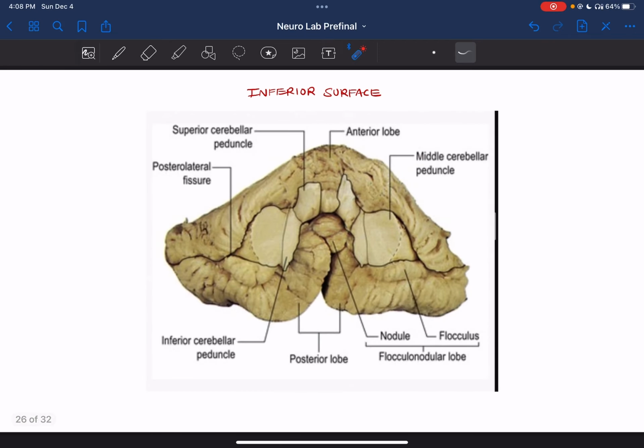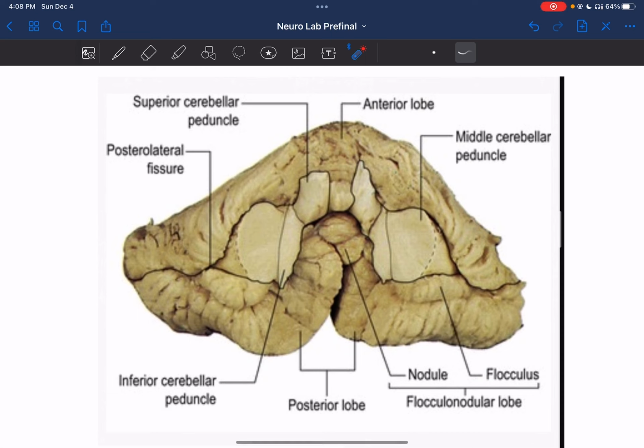Now, the inferior surface, let's revise again. The superior cerebellar peduncle is more medial, and here you have the middle cerebellar peduncle, the biggest one, and this is your inferior cerebellar peduncle. Okay. Now the nodule and the flocculus together form the flocculonodular lobule, which we saw in the flattened diagram also. Now again, to reinforce, the flocculonodular lobe is divided from the posterior lobe by the uvulonodular fissure. Okay.